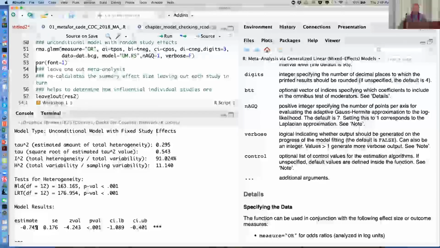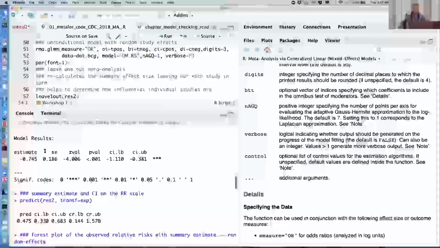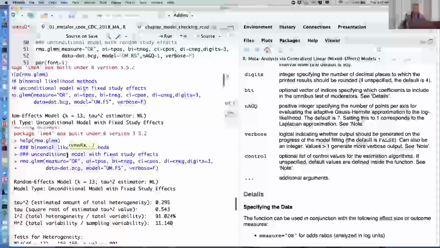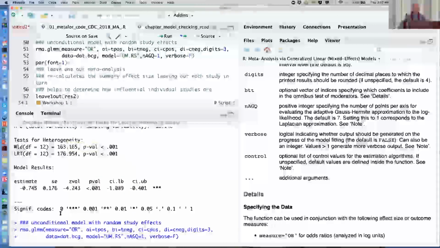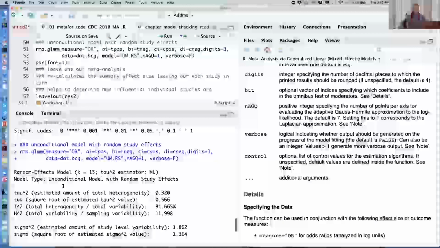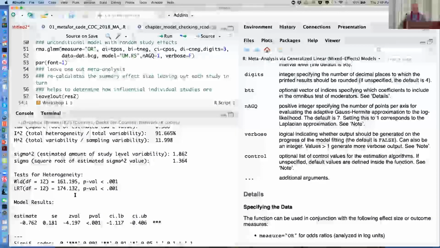we get an estimate of minus 0.745, and we can compare that to the random effects model we got with the normal, which was, we got the same answer. The standard error here was 0.186, and the standard error here is 0.176. So that's pretty close. If we run the random study effects model, then our estimates are slightly different. We get minus 0.762, but a standard error of 0.181.